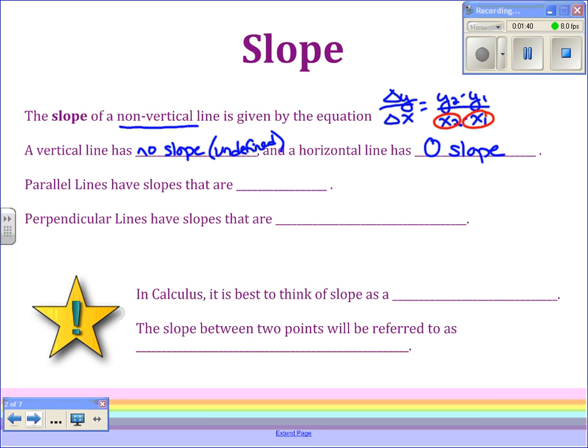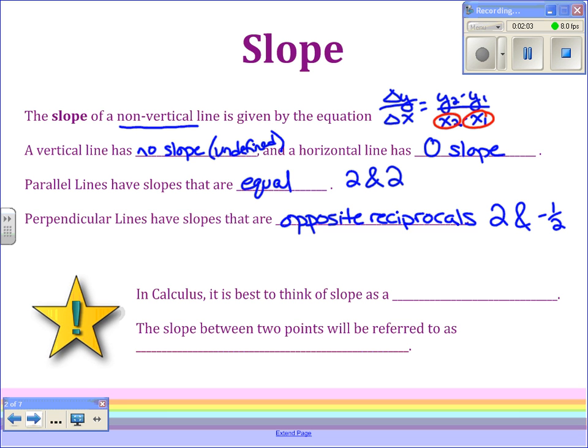Parallel lines have slopes that are equal or the same. Perpendicular lines have slopes that are opposite reciprocals. So in other words, if I have two lines that have a slope of 2, then they are parallel. If I have two lines with slopes of 2 and -1/2, then they are perpendicular.